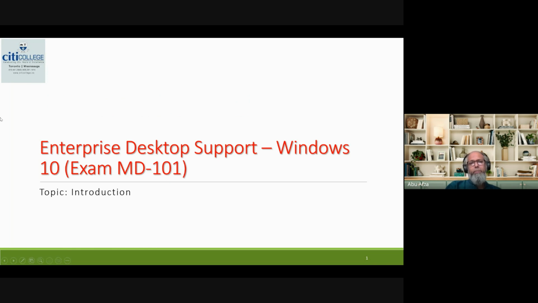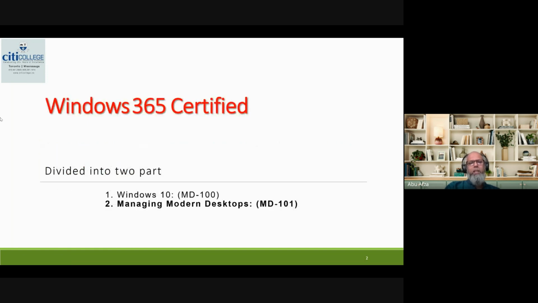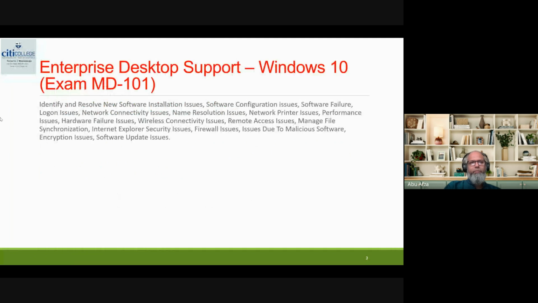On our City College website it's written as enterprise desktop support, but the main name from Windows is managing modern desktops, MD101. Both are the same thing. What we learn here is basically the software part, but when you are configuring any software, obviously we need to use the hardware. The hardware part will be a little less, but the software part will be more. Software part means first we need to configure, which means install our operating system. After that we need to configure lots of things.